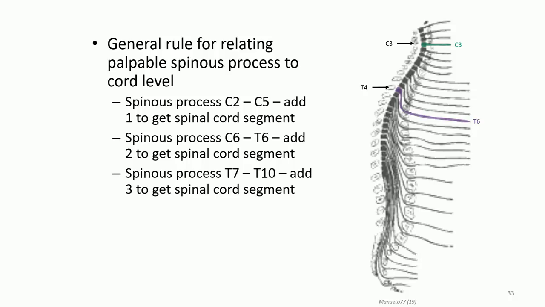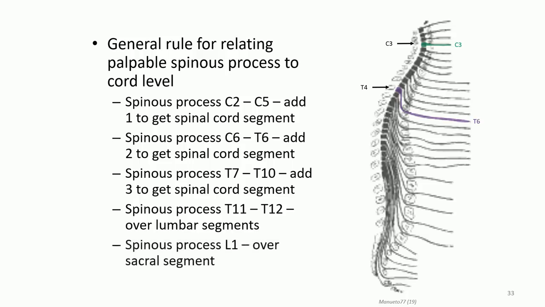Now, unfortunately, this diagram doesn't do the best job of representing the lowest spinal cord segments, but spinous processes T11 and 12 should lie directly over all of the lumbar cord segments, and the first lumbar spine should be over all five sacral segments. This is of importance in understanding the consequences of spinal cord damage due to vertebral fractures. A radiograph demonstrating a fracture to the first lumbar arch does not translate into an L1 spinal cord lesion.